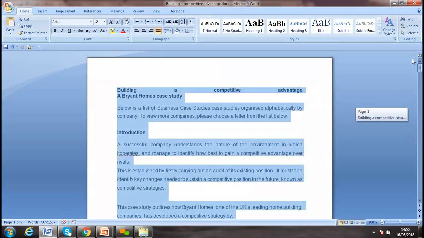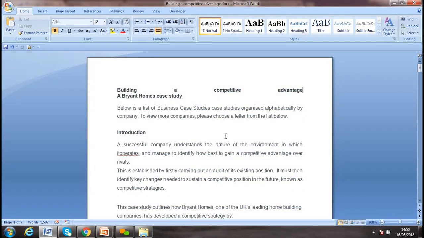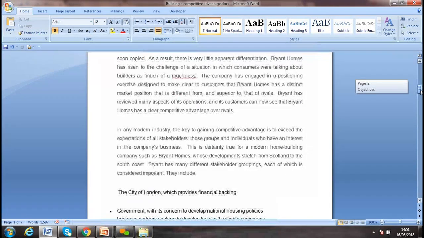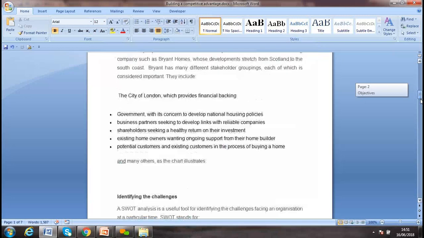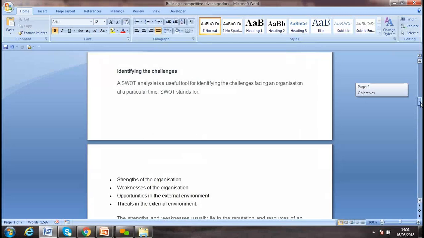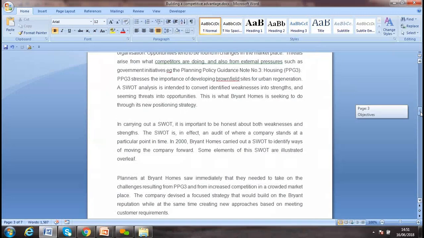This is quite good: building a competitive advantage. We have a company called Barron Homes, quite a big company constructing new houses. In this case study, you see how the company understands the nature of the environment, what its objectives are, and which areas it is focused on, and how it identifies the key challenges. They use SWOT analysis for it.